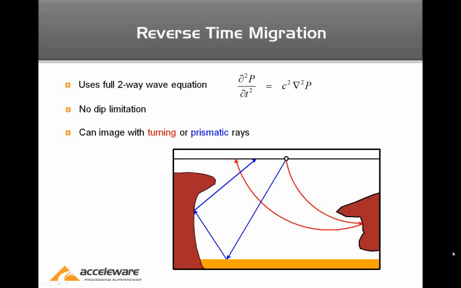Now, the strength of RTM stems from the fact that it uses the full two-way wave equation to model propagation of seismic energy through the earth. And this ultimately means that there's no dip limitation on the features which can be imaged. And it also enables RTM to use both turning and prismatic rays for imaging, as shown here.